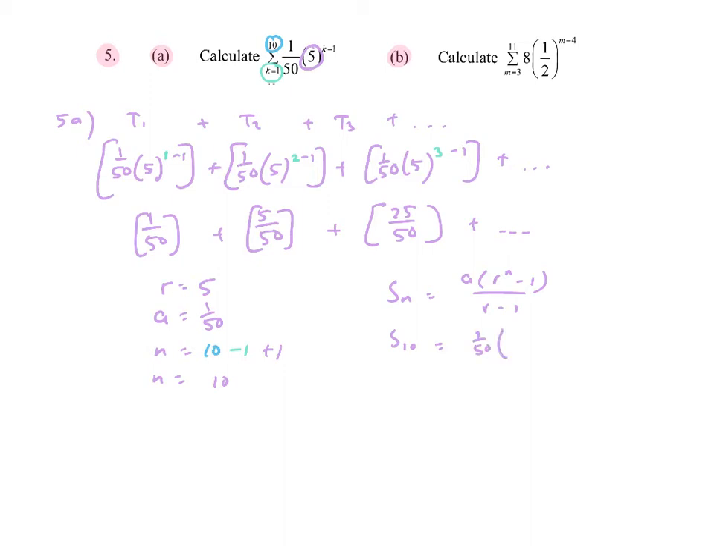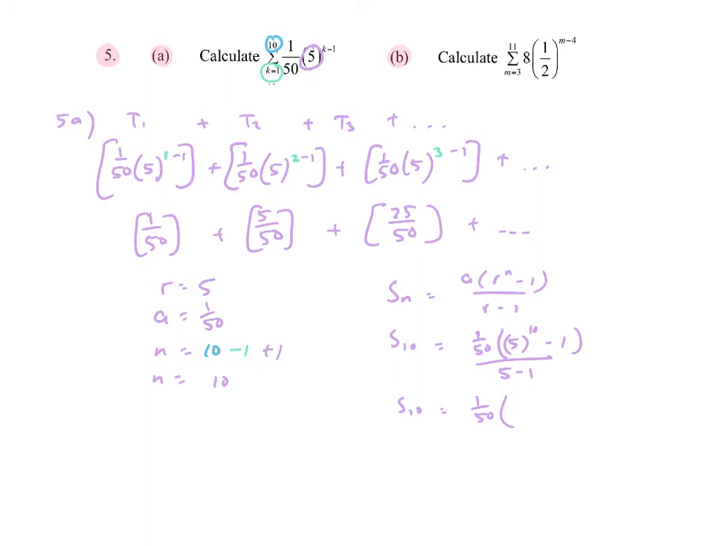R is, yes, you're right, 5. Well done, you guys. And then 5 minus 1. Very interactive. So 1 over 50, and then, oh goodness, why do I still have an n there? n is equal to 10. Oh, of course, there's 10 terms.